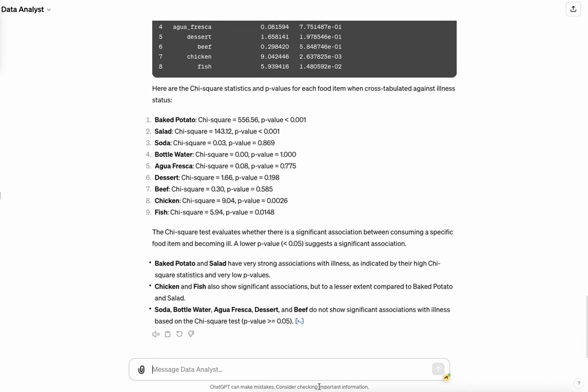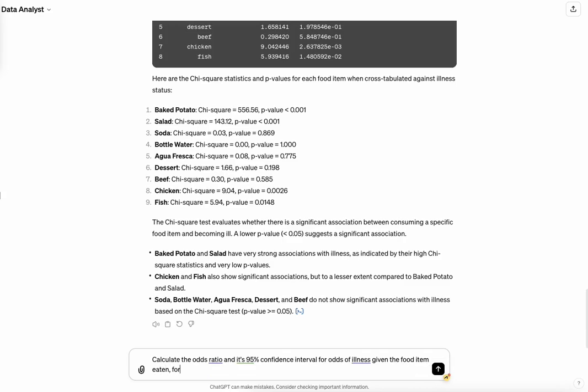And so let's ask it for that. Calculate the odds ratio and its 95% confidence interval for odds of illness given the food item eaten, for each item.